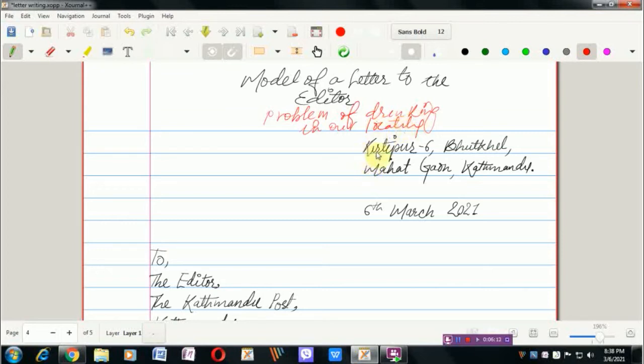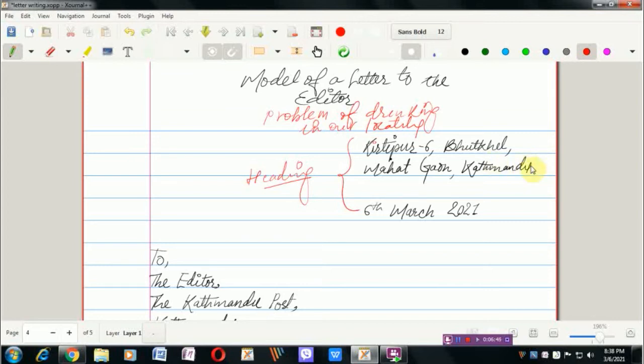Here first you have to write your full address. This is my address: Kirtipur 6, Butkel, Khadka, Kathmandu. I have written this in block style. There is no slanting or indent. First it's the address. It's called the heading of our letter.